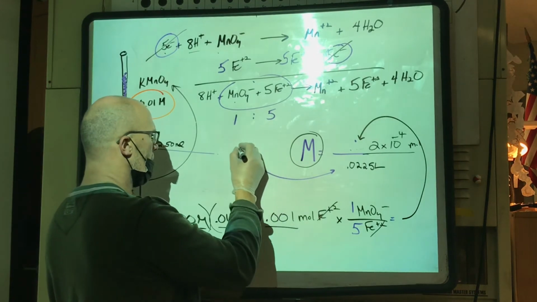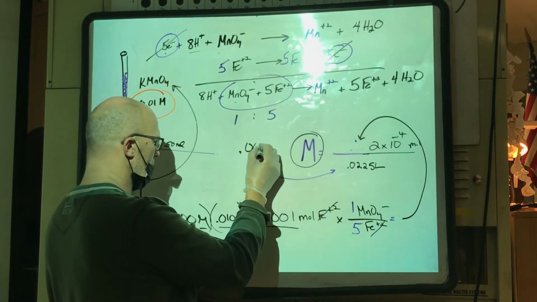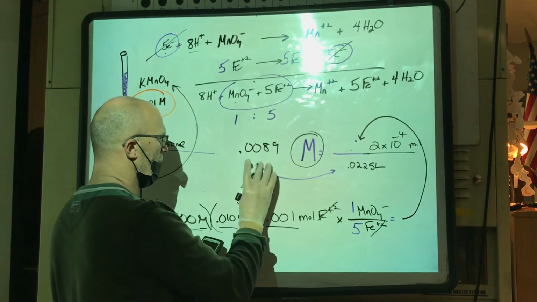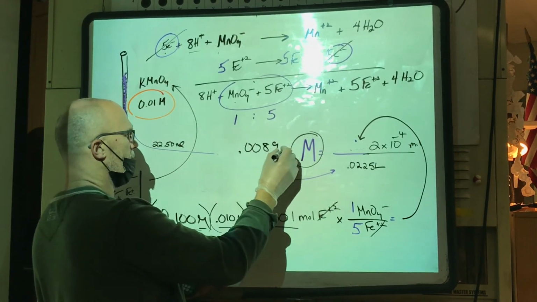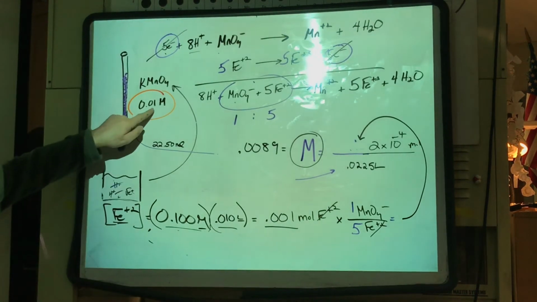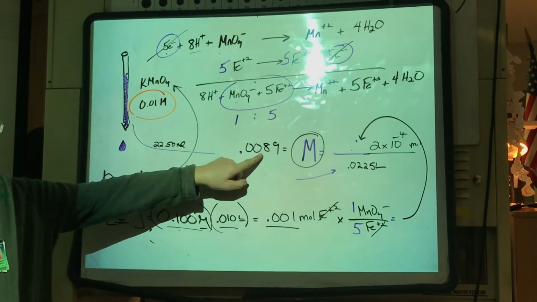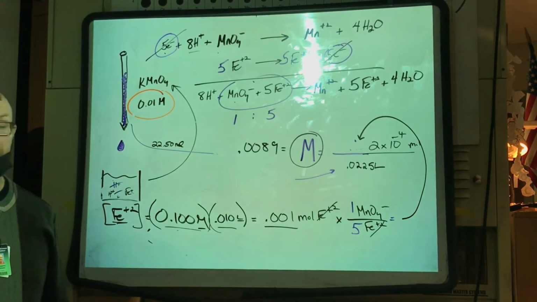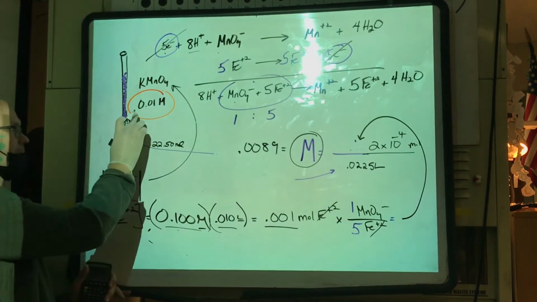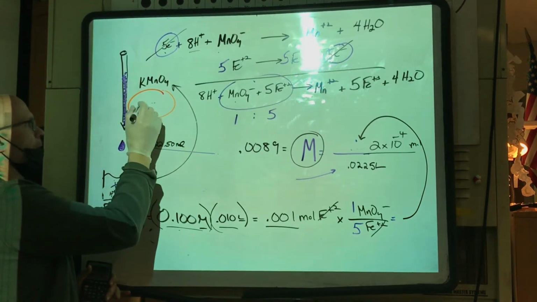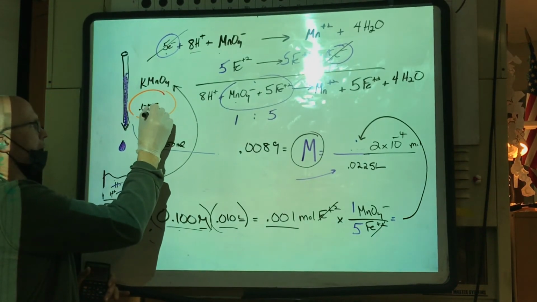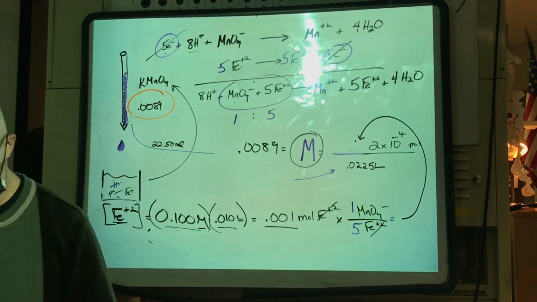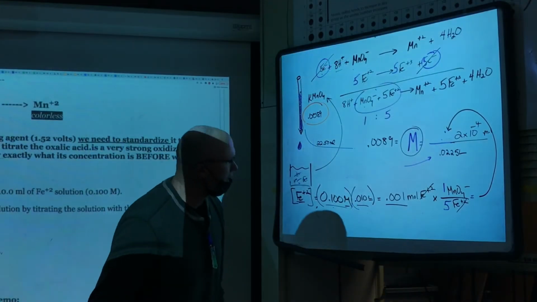I get my molarity of the potassium permanganate to be 0.0089. Does that make sense? It's supposed to be 0.01, but it's a little bit less. Why is it a little bit less? Because potassium permanganate is so gosh darn reactive. That's our known concentration. I'm going to take this away and put 0.0089.